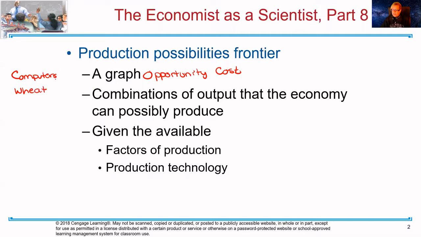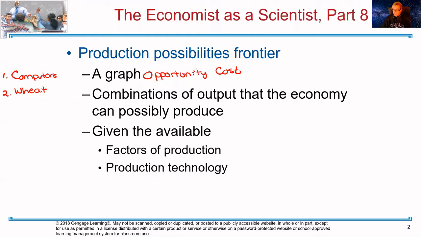So the opportunity cost we know immediately because we have two products. The opportunity cost of computers is some amount of wheat. The opportunity cost of wheat is some amount of computers, because we can't produce more of both. Then we want to take a look at that in terms of the production possibilities frontier. Okay, but I'm getting a little bit ahead of myself.